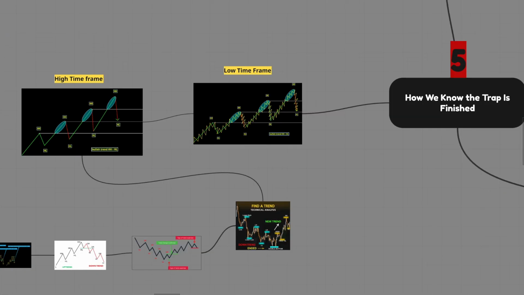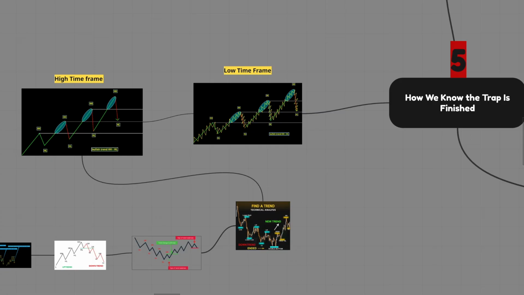So now how do we know the trap is finished? Structure shift on a smaller time frame. To confirm the trap is finished, we zoom into 30 minutes, 15 minutes, and 5 minutes. During the trap, structure still follows the main trend. So in a bullish trap, you will see higher highs, higher lows. So the trap is still active.